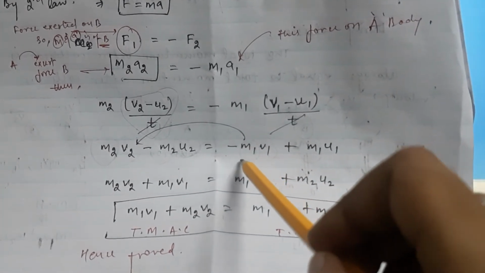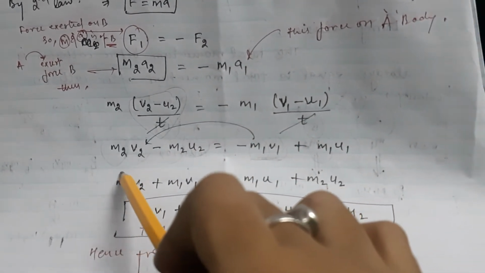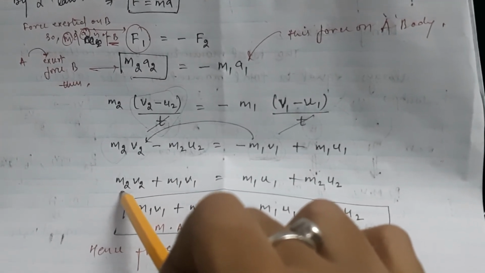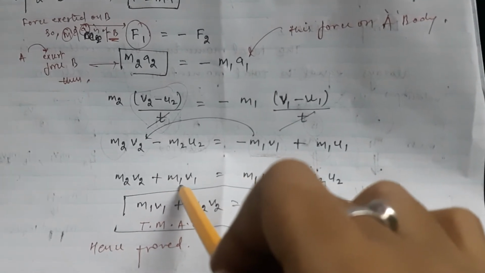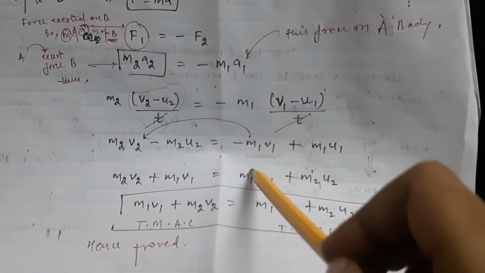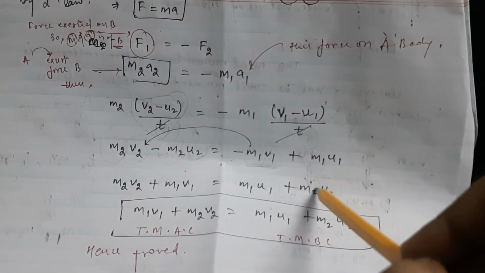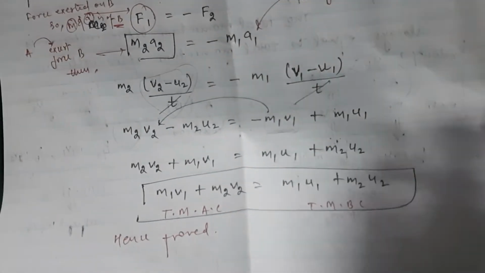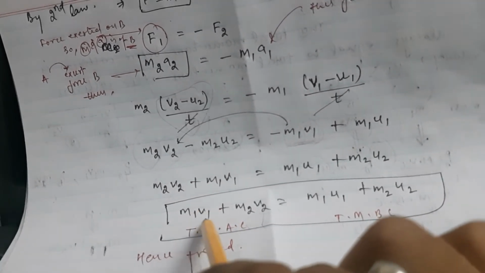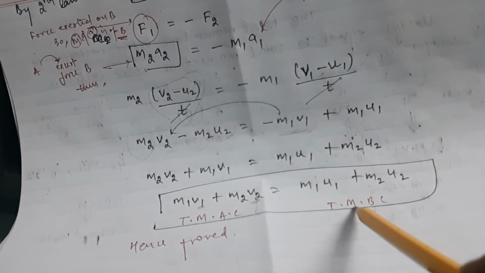If we take the final values together, the negative sign will turn positive here. So we get the mass of ball B into final velocity of ball B plus mass of ball A into final velocity of ball A, which is equal to the mass of ball A into initial velocity of ball A plus mass of ball B into initial velocity of ball B. As we saw earlier, this is the total momentum after collision, because here the velocities are the final velocities of both A and B, and this is the total momentum before collision.